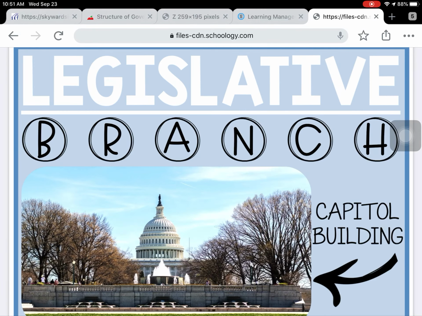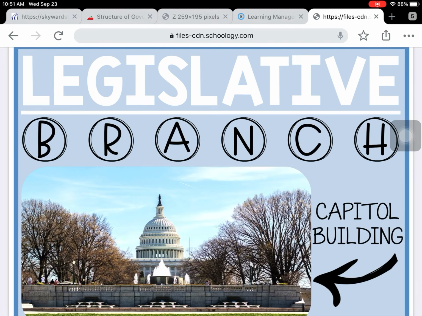We're going to continue learning about our different branches of government and what that might look like in the state of Michigan and our local government. Local government is the government in our own community. So let's revisit our different branches of government.